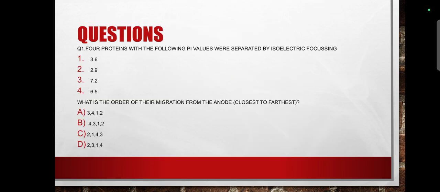Let's solve some questions. First question is: four proteins with the following isoelectric values were separated by isoelectric focusing. So here they have given four proteins and their isoelectric points, meaning these are the pH where the protein will get immobilized: 3.6, 2.9, 7.2, 6.5. They are asking what is the order of their migration from the anode, meaning the positive terminal. Which protein will be closest to the anode, which protein will be farthest from the anode.